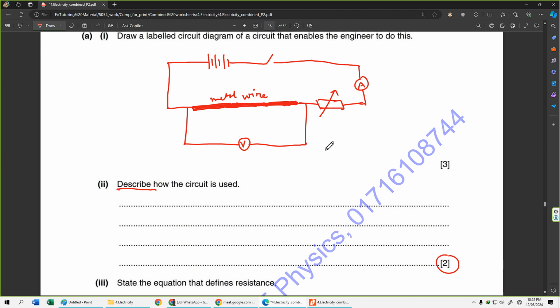Switch is opened, full stop. The variable resistor is changed to a different resistance value, and the process is repeated. Then you are not going to say anything else, and then the process is repeated for multiple different values of ammeter and voltmeter.